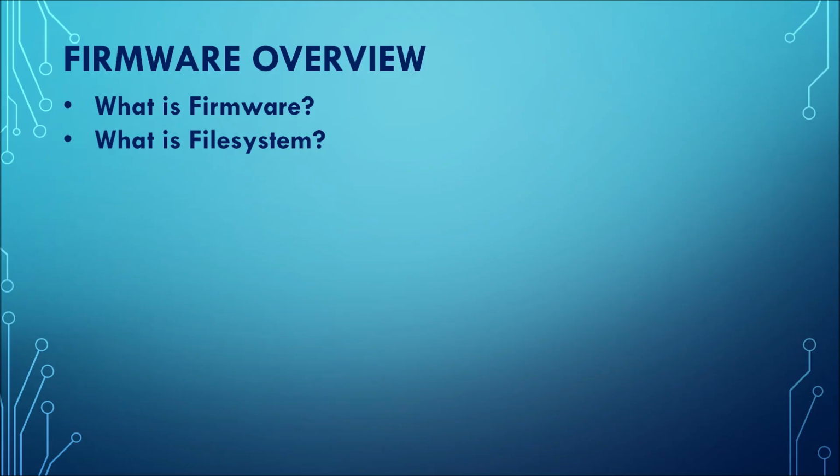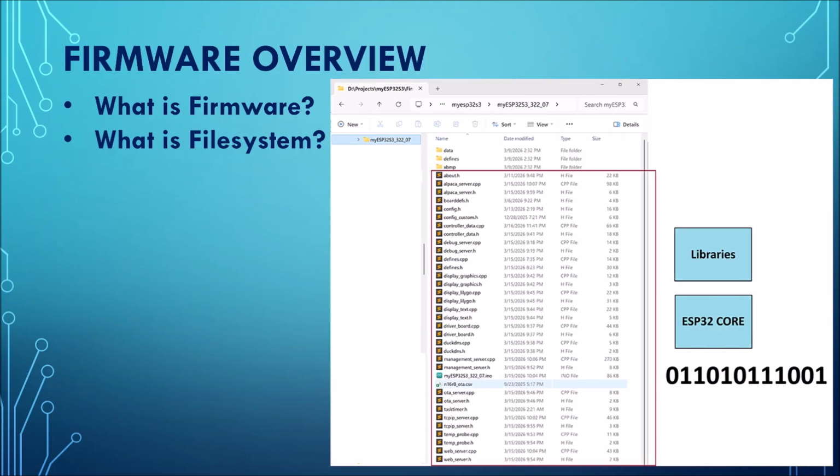So first off, what's firmware? Well, firmware is the code which will run on the controller. So we take all these particular files, we combine them with others like libraries in the ESP32 core, and then generate machine code, which is binary, which will actually run on the controller. So that's what we mean by firmware.